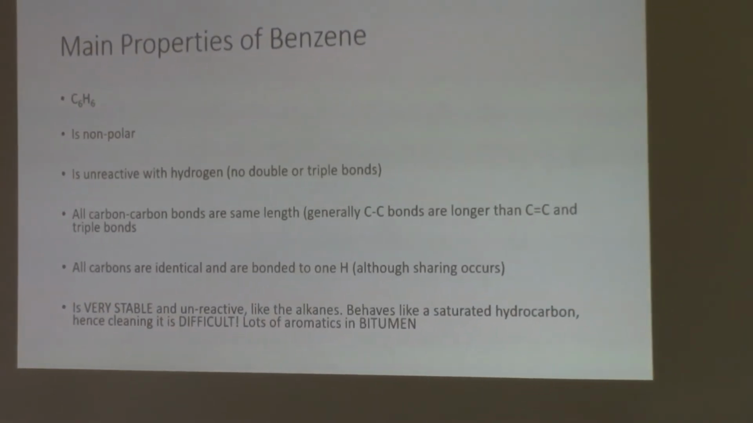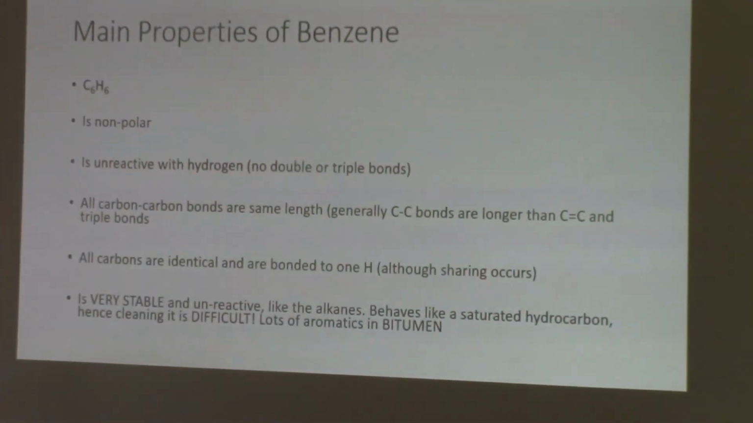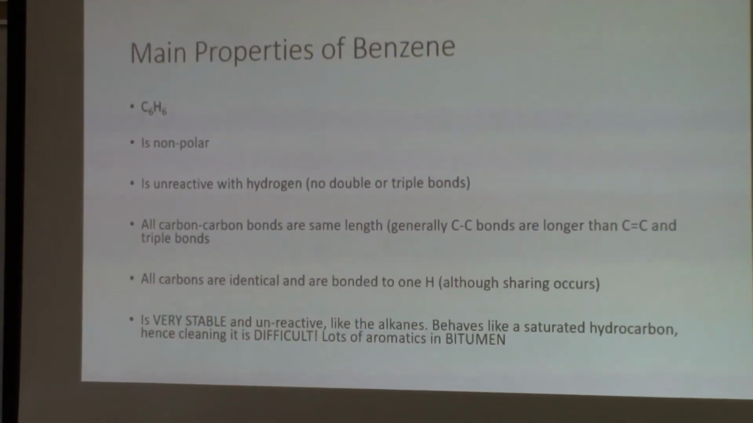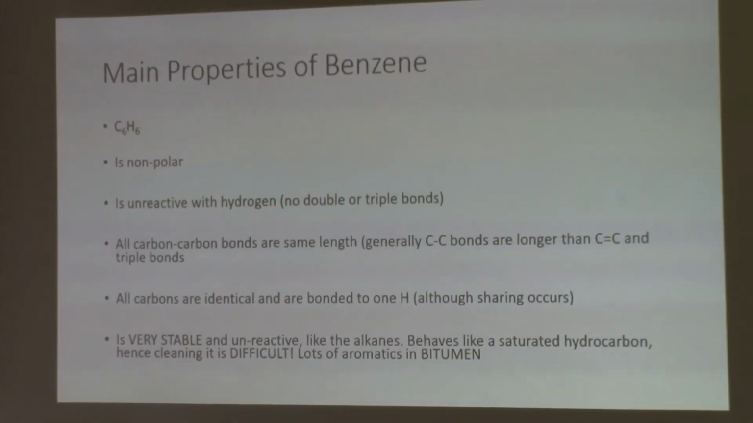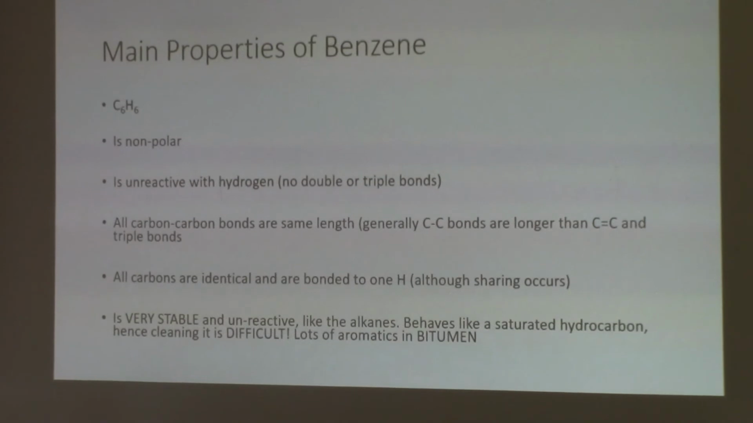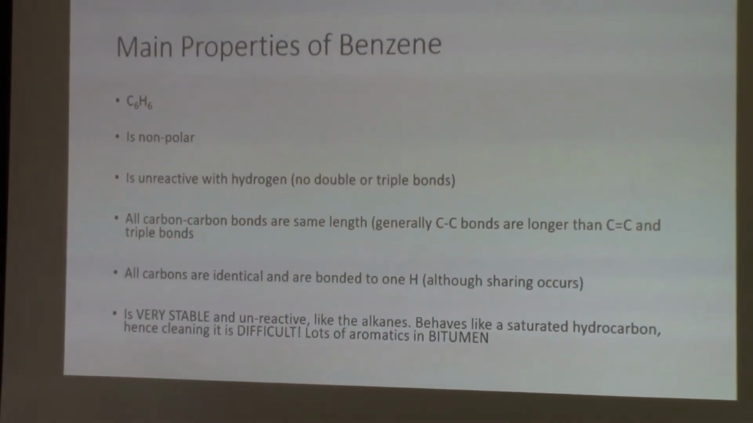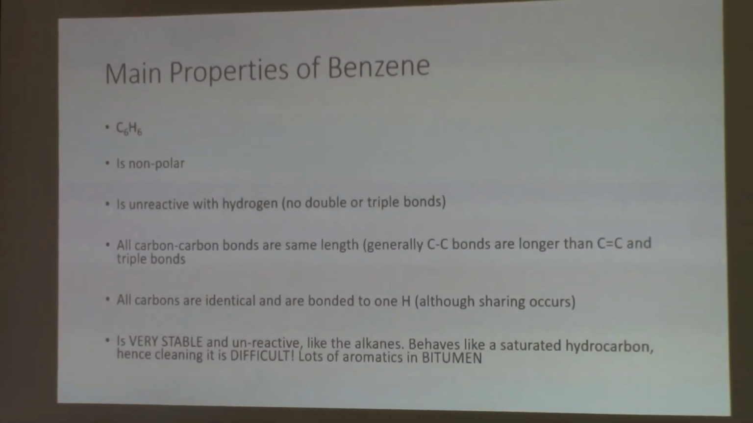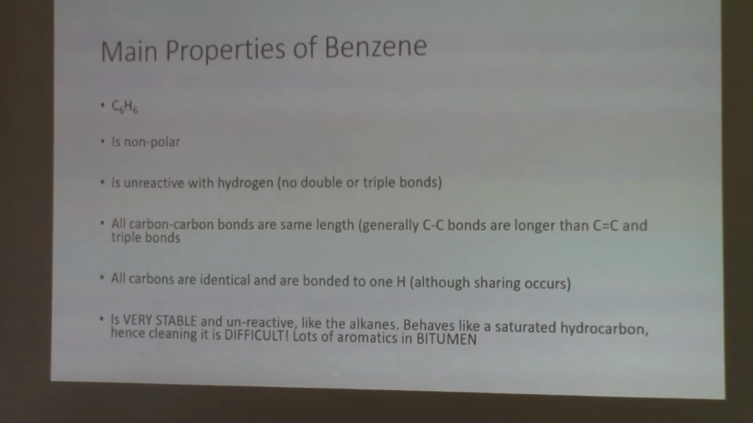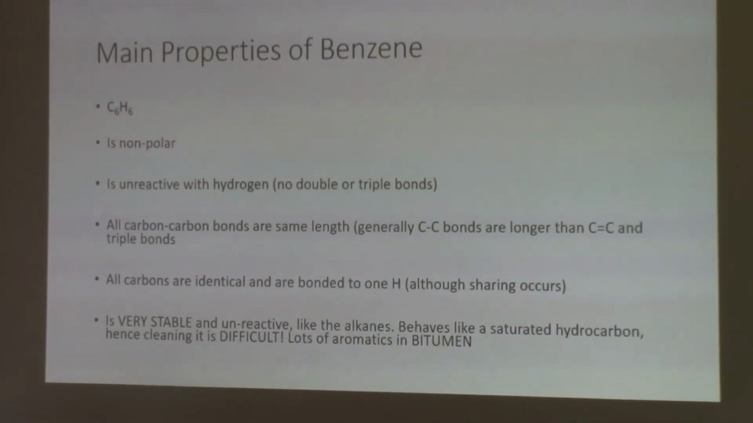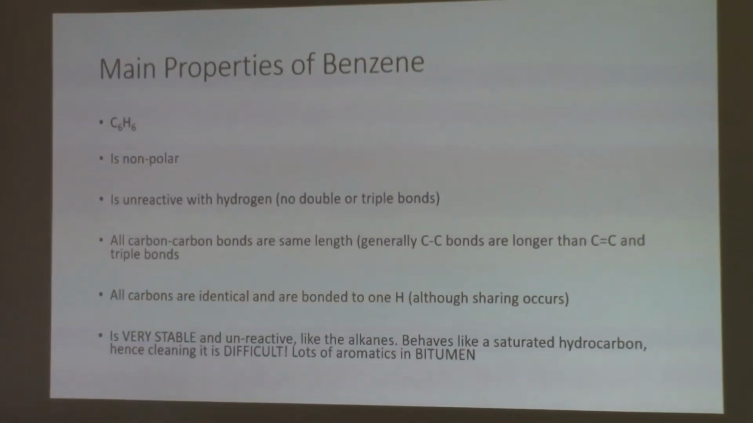I'm going to go back to the other slides, but I want you to take a look at this. So the main properties of benzene that make it unique. Its chemical formula is C6H6. All the dipoles cancel out in benzene, so it's nonpolar. It's actually unreactive with hydrogen. All carbon-carbon bonds are the same length, and this has to do with the spacing in a quantum field with the carbon atoms. All carbons are identical and are bonded to one hydrogen.